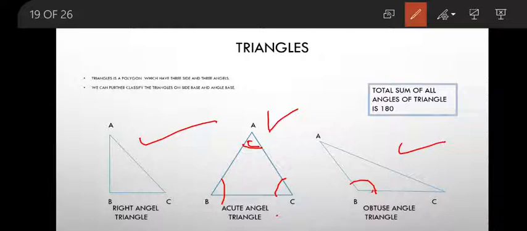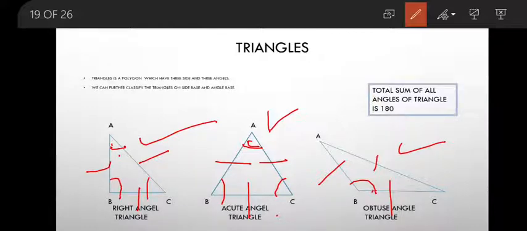Okay. What is a triangle? A triangle is a polygon which has 3 sides and 3 angles. 1, 2, 3, 3 sides. Having 3 sides and 3 angles. First angle, second angle, third angle. So a triangle is a polygon having 3 sides and 3 angles.